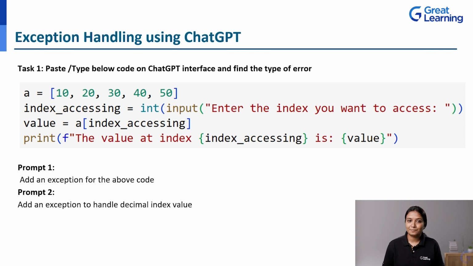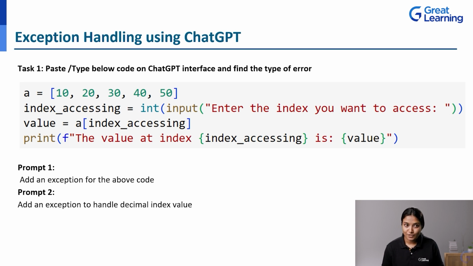The first thing is I'm trying to ask what is the error and I'm trying to add exception handling for that particular code. And then I'm having a customized exception handling. That is when a user will give like index value like decimals 0.1, 0.2, so on and so forth. What do we do and how to handle that?